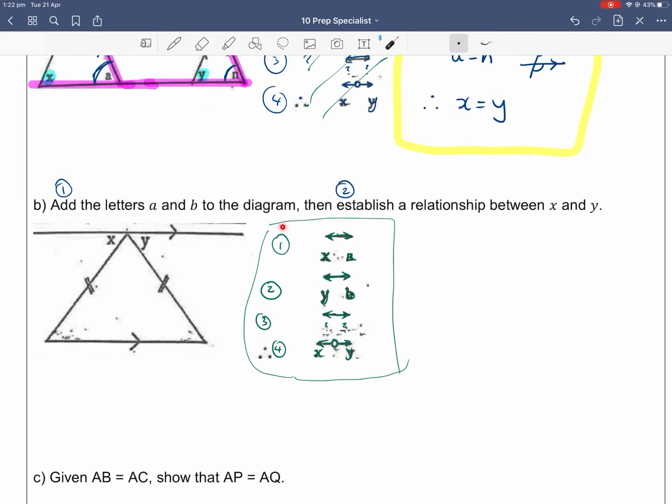So it's saying that first we establish a relationship between X and A. Well, what other information are we given in this diagram? We're given an arrow on this top line and an arrow on this bottom line, meaning that these two lines, top and bottom, are parallel. Parallel lines suggest to us that we can use either alternate angles, the Z rule, co-interior angles, the U rule, or corresponding angles, which is the F rule. So we can use one of those to have some sort of reasoning.